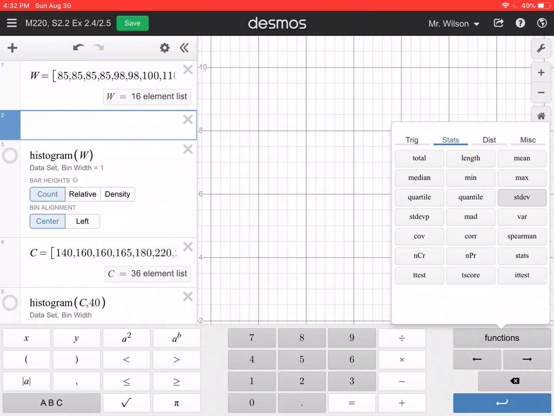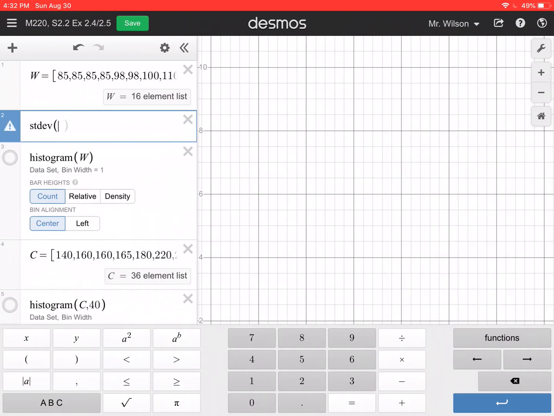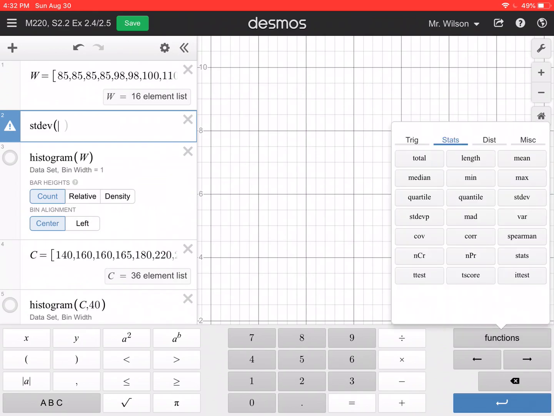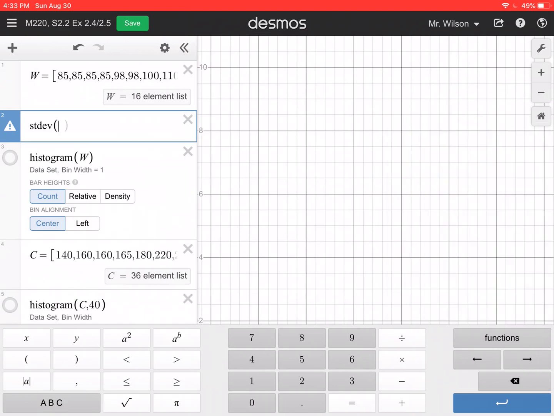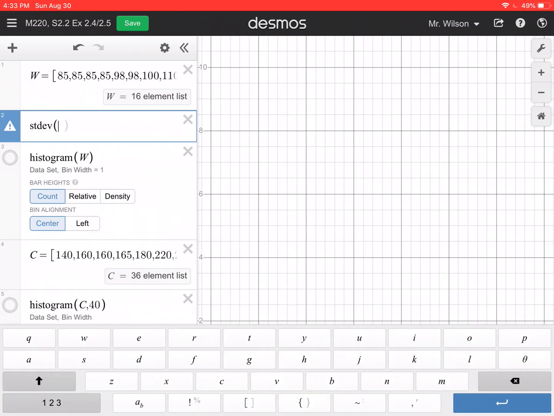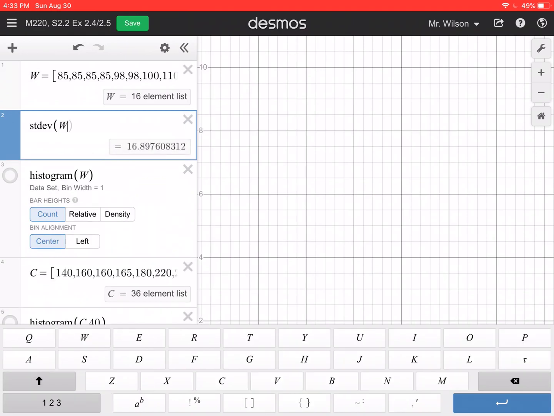But you'll notice too there's one here that says STDEV, that's standard deviation. So there's also one you'll see down here that's STDEVP. That would be if it was a population. This one, however, is not a population. So we want the standard deviation of W. And we get approximately 16.898.